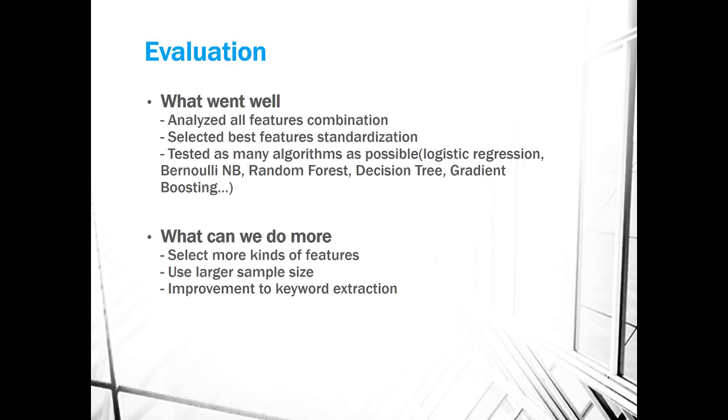The things we can do more are selecting more kinds of features into consideration so that we can have more types of data of the Twitter account for analysis. We can also use a larger sample size so that we can predict more and with better generalization capability. And also the last one is we could improve our keyword extraction. Besides the wording of robot or bots, we can extract more sensitive words to make them into features that we can train the model with.